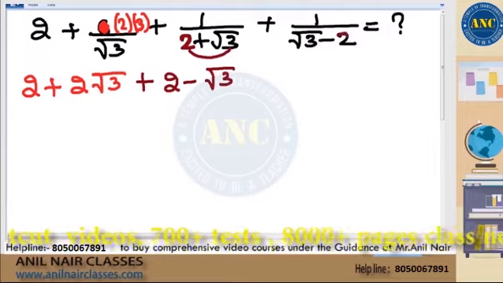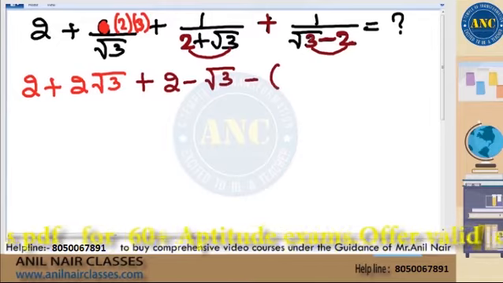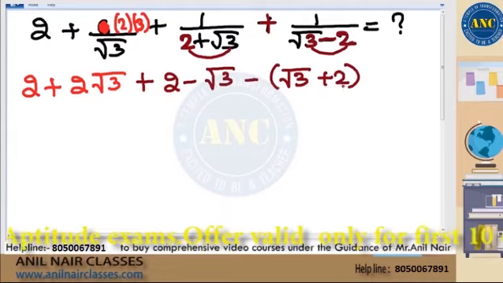Again, this 2 is root 4. Root 3 minus root 4. 3 minus 4 is minus 1. That means the denominator should be minus 1, or I can put this plus as minus 1. Both are same. Numerator should be root 3 minus 2, root 3 plus 2 it should become.